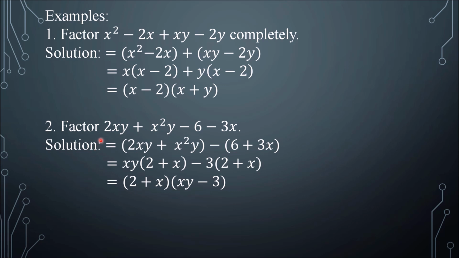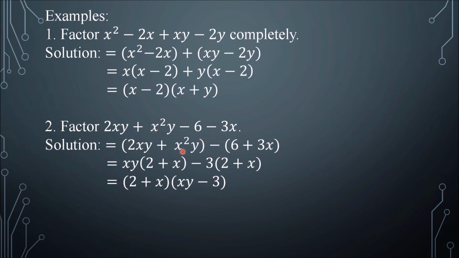Number 2. Factor 2xy plus x squared y minus 6 minus 3x. First, we group 2xy and x squared y. So that's one group. Next, we group the remaining terms, negative 6 and negative 3x. Now, after extracting negative, writing parentheses, the result will be negative parenthesis 6 plus 3x. Meaning to say, when we distribute negative, negative times 6 is negative 6, negative times 3x is negative 3x.